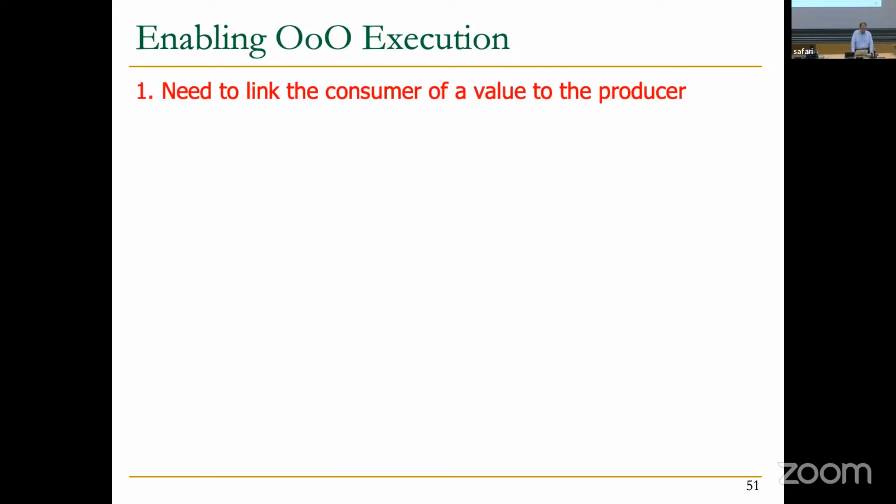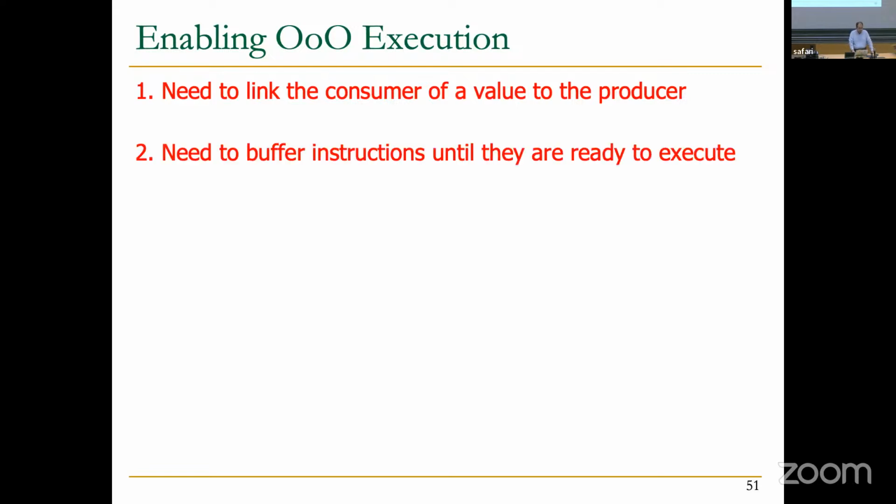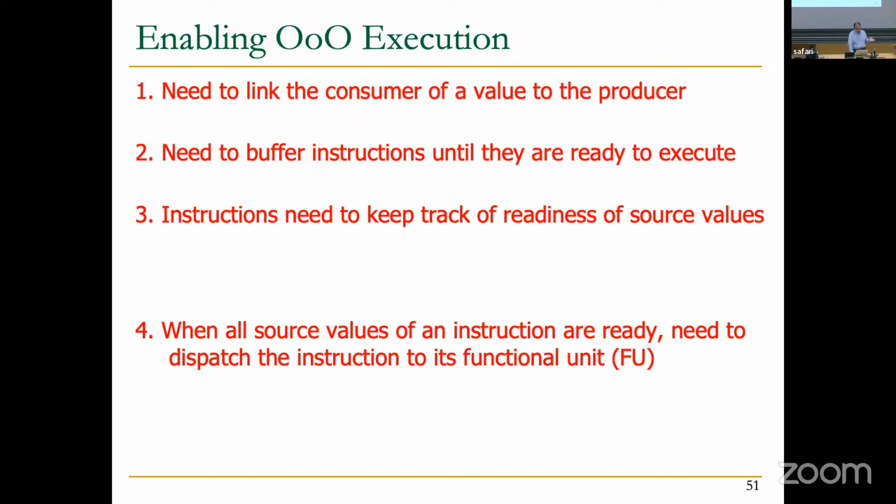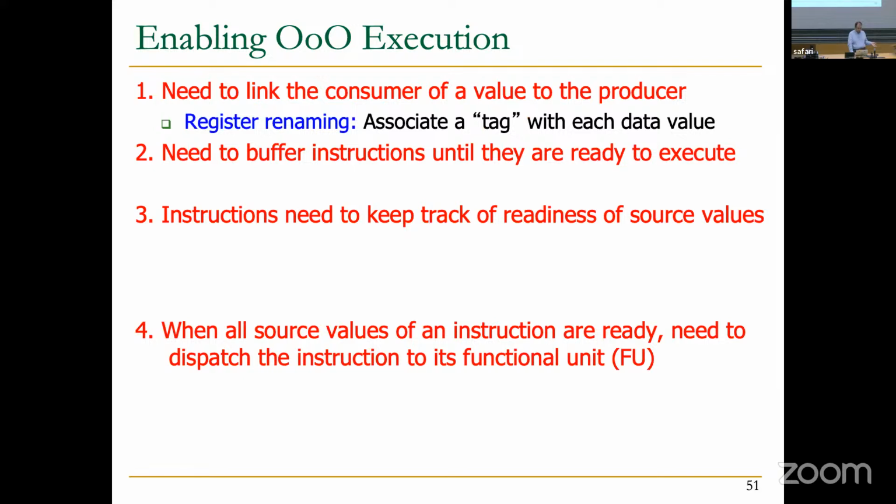Okay, so how do we enable out-of-order execution? We need to link the consumer of a value to the producer. That's the key, because we really want to know which instruction is producing the value that we are waiting for. And we need to buffer instructions until they are ready to execute. Instructions need to keep track of the readiness of source values, which is, again, the key part of the dataflow machine. And when all source values of an instruction are ready, we need to dispatch the instruction to its functional unit.